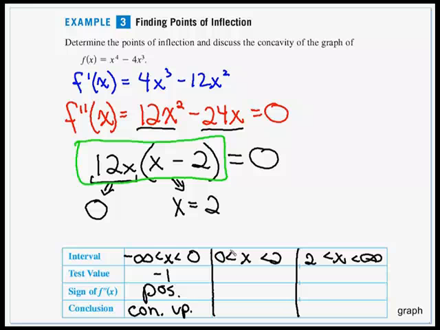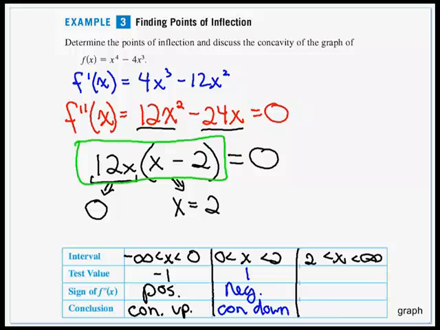So the sign of our second derivative is positive, and that tells us we are concave upward. Okay, now I'm going to pick a number between 0 and 2. Right in the middle is 1. What happens when I plug a positive 1 in here? Well, 12 times positive 1 is positive. I plug a 1 in for this x. 1 minus 2 is negative, so I'm going to have a positive term times a negative term, which is negative. And that negative second derivative value tells us we are concave down.